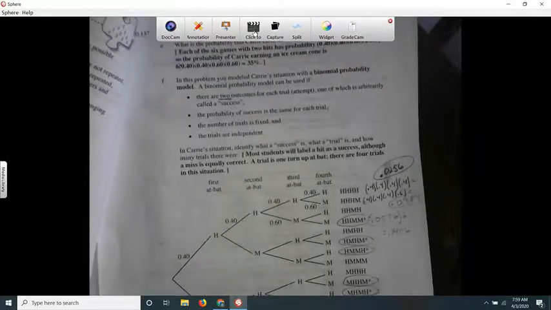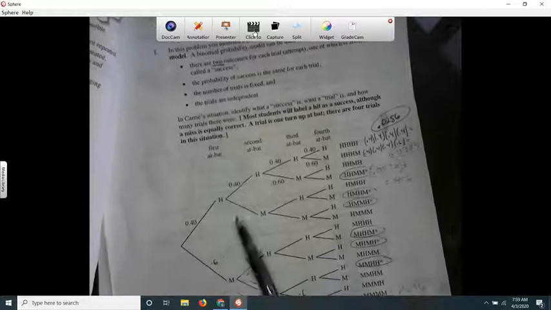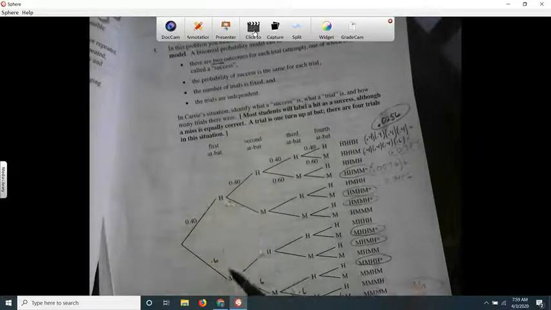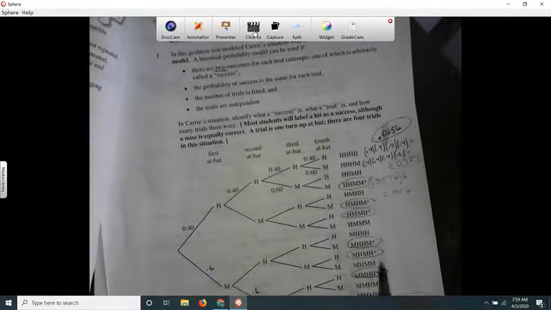So in Carrie's situation, identify what a success is and what a trial is and how many trials there were. So a success was going to be a hit, and a trial is going to be each at bat. So there's 4 trials here.